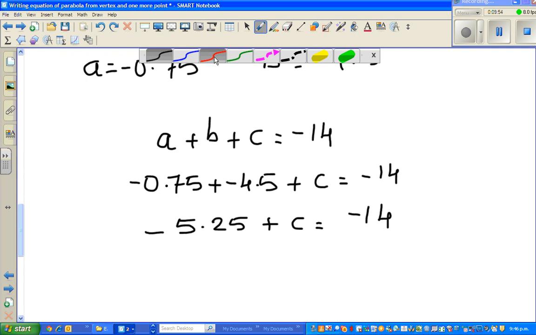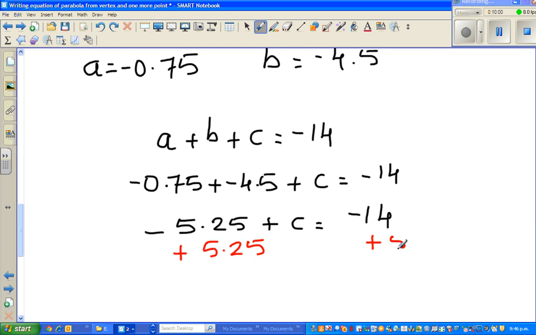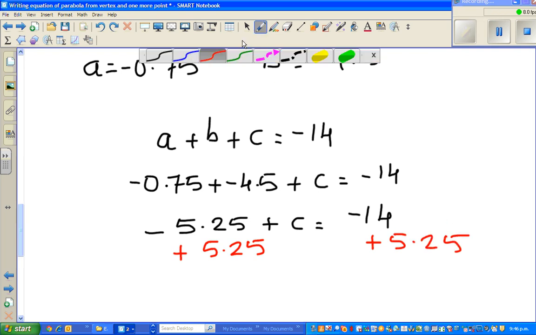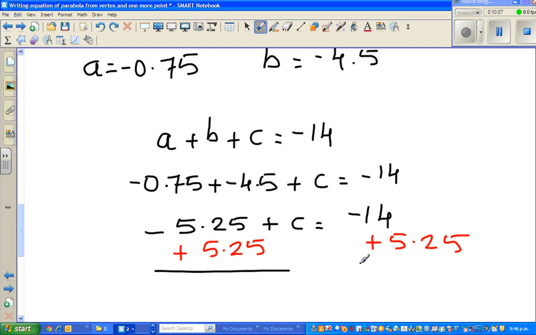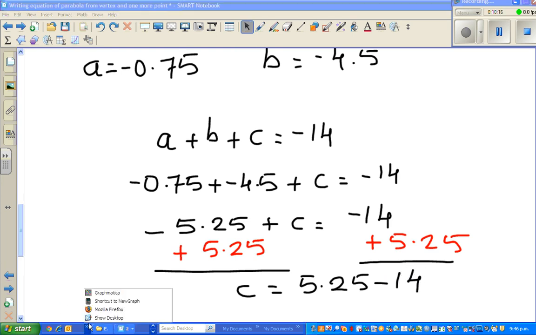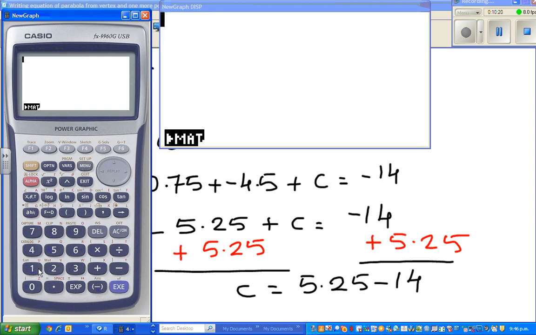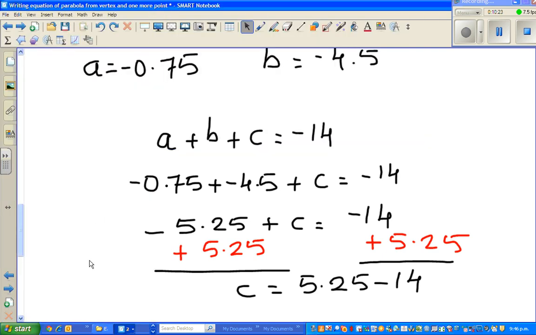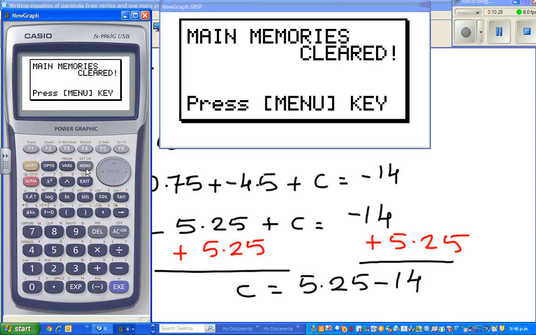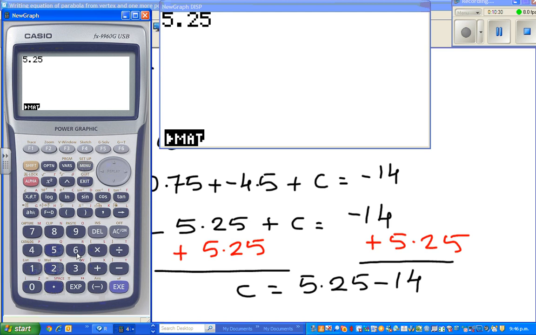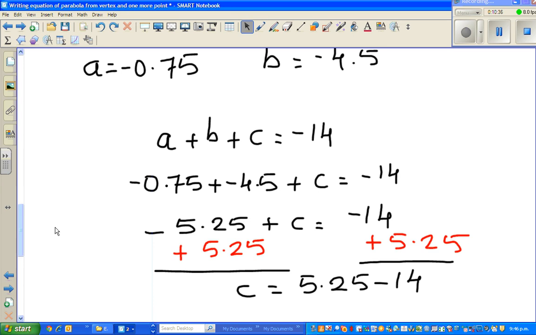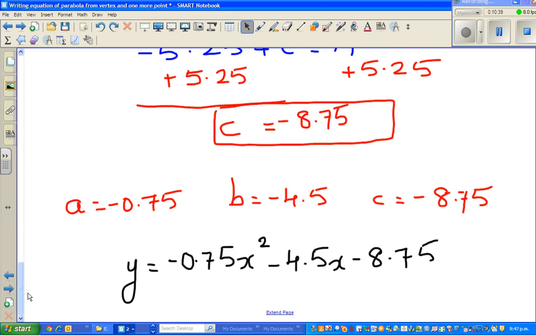So I'm going to add plus 5.25 to this side. So what happens? So C is equal to 5.25 minus 14. Okay, so let us use the calculator again. So this is not working. Let me open it again. Menu 1, 5.25 minus 14 is 8.75. So my C, we are almost in the home stretch.